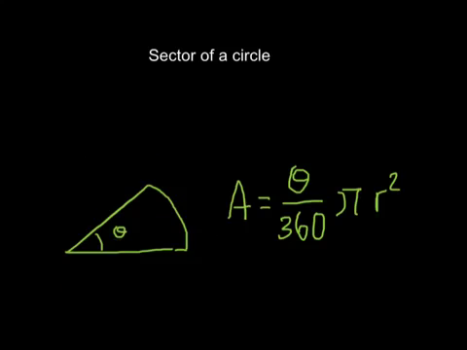Finally, for our special shapes, we're looking at the area of a sector of a circle. And much the same as the perimeter, you're using a ratio. So a circle can be divided into 360 equal parts, that's its degrees. And you want to know the ratio of what you have.